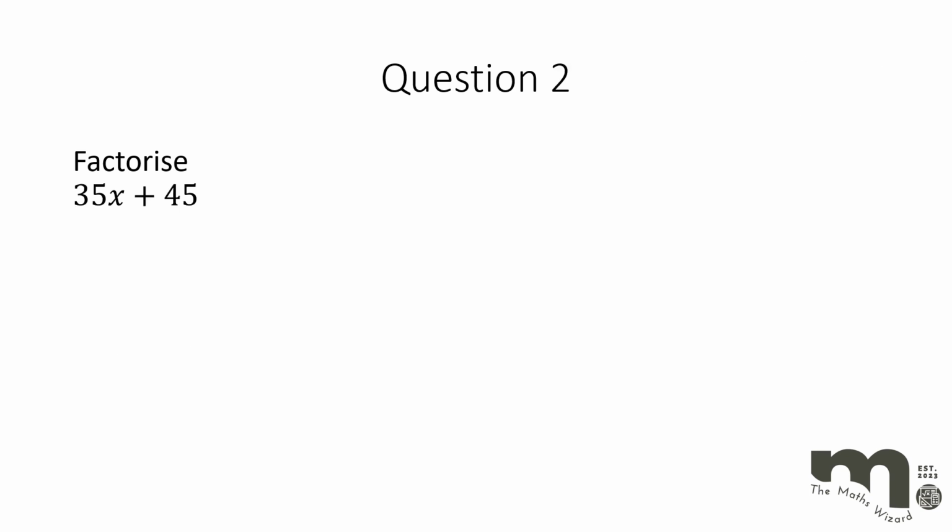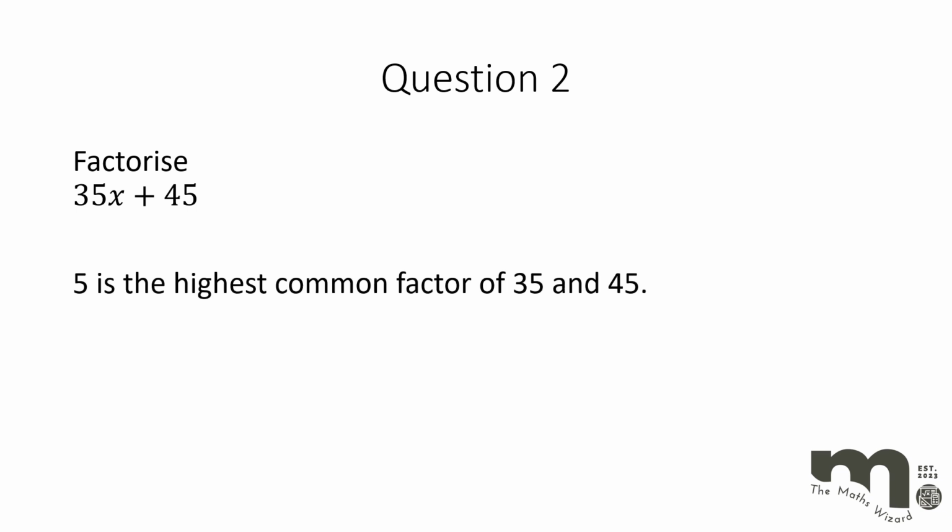Okay, here's your second example then. So in this particular example, 5 is the highest common factor of 35 and 45. That's the highest number that goes into both of them. So that's going to go on the outside of the brackets, and then inside we've got 7x add 9. That's because if you do 35x divided by 5, you get 7x. And then on the right hand side, if you do 45 divided by 5, that will give you 9.